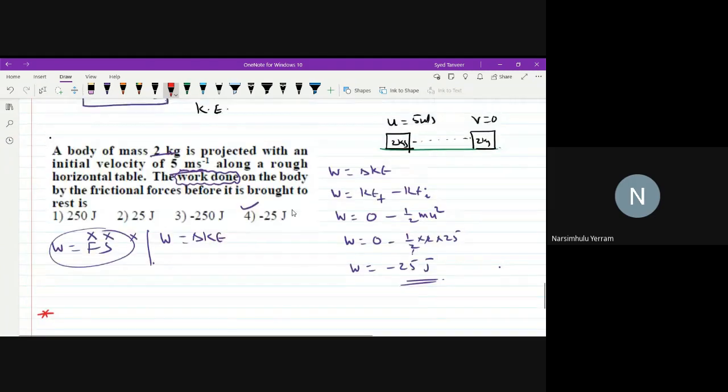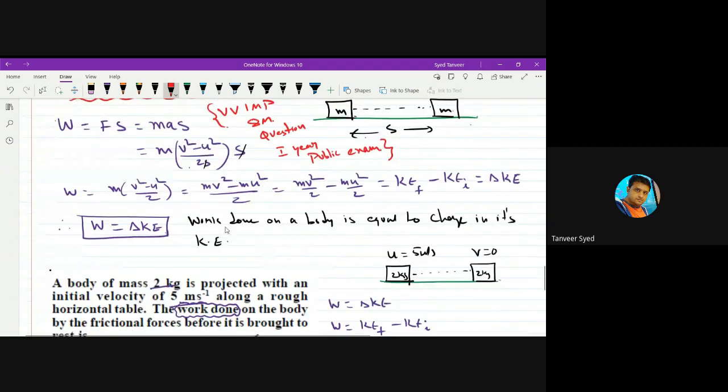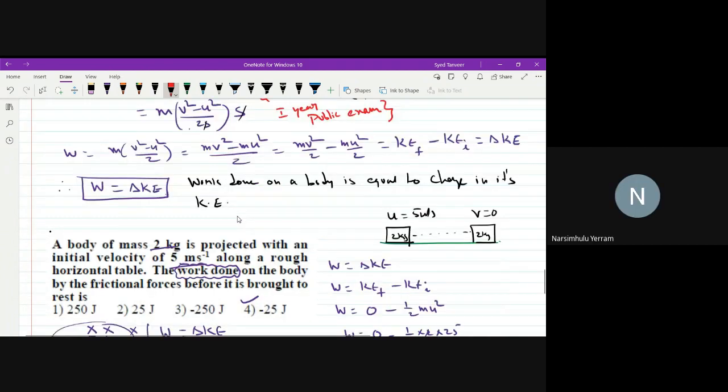Sir, for the derivations, yes, you should write the statement. Actually it will be asked like, define work and energy. So you should write definitions of work and energy. Then give the statement of work energy theorem, work done is equal to change in kinetic energy, and derive this relation. That's all. Okay.